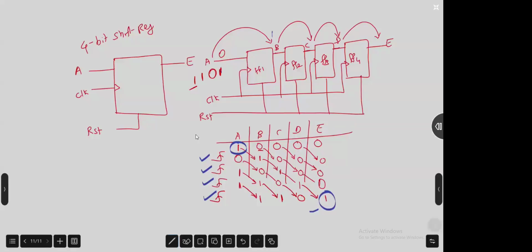So what do we call this? A 4-bit shift register. Are you getting this? A 4-bit shift register needs 4 clock pulses to shift from your input to output. So when you say a 4-bit shift register, it should have 4 D flip-flops.